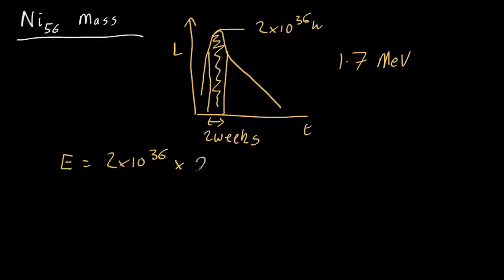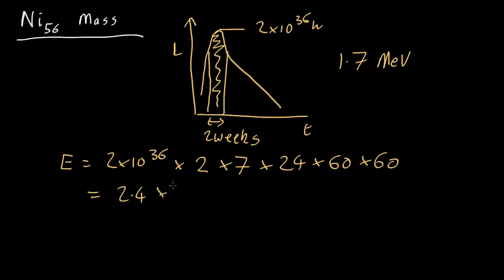So we've got 2 weeks times 7 days in a week times 24 hours in a day times 60 minutes in an hour times 60 seconds in a minute, which comes out at about 2.4 by 10 to the 42 joules. Okay, so that's the amount of energy we're seeing liberated by the nickel going to cobalt.